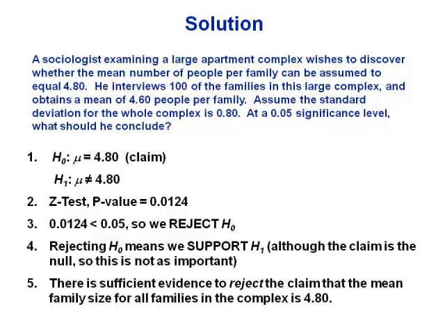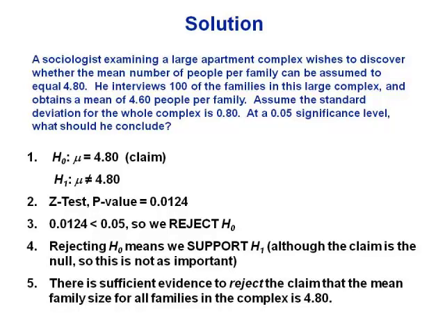Okay, let's see how you did. So the claim is the equal this time. So the claim is actually in the null, which means we're going to have to be very careful when we phrase our conclusion. When the claim is equal, then the alternative is just a not equal to be the opposite. Z-test with an X bar of 4.60, a sigma of 0.80, n of 100, comes out to 0.0124. Our cutoff this time was 5%, 0.05 significance level, so we are smaller than that. This is small enough to reject the null.